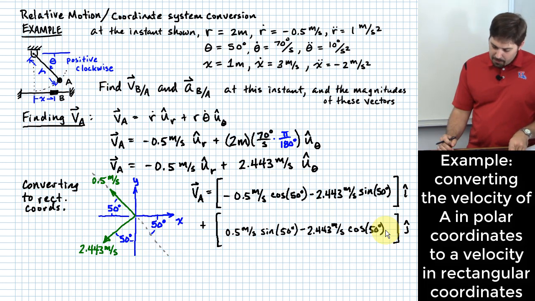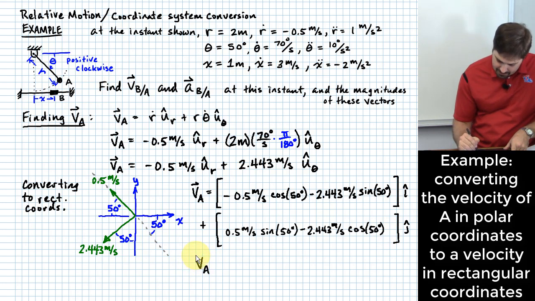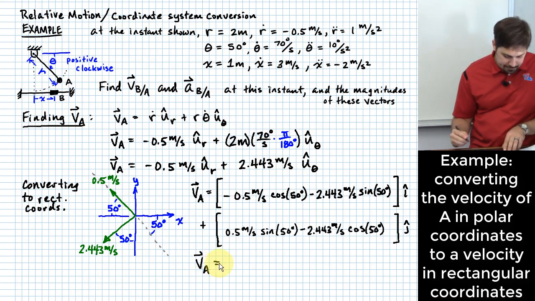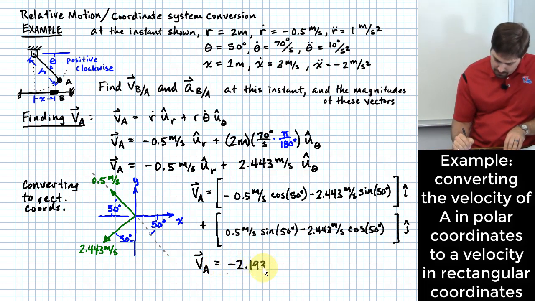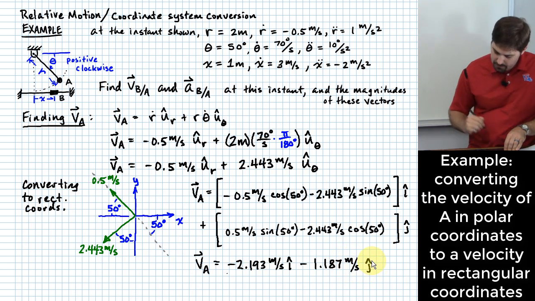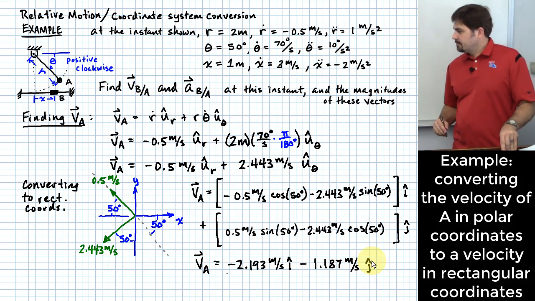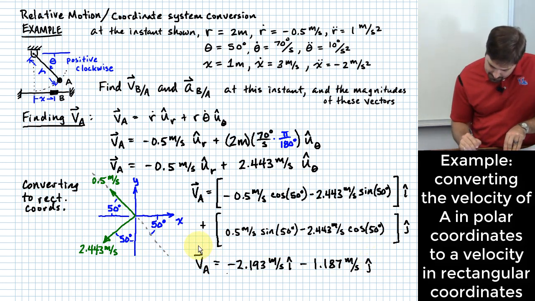And I'll spare you the boredom of typing these into the calculator. What it comes out to be is VA equals negative 2.193 meter per second i, minus 1.187 meter per second j. Okay, and that's kind of a significant result.